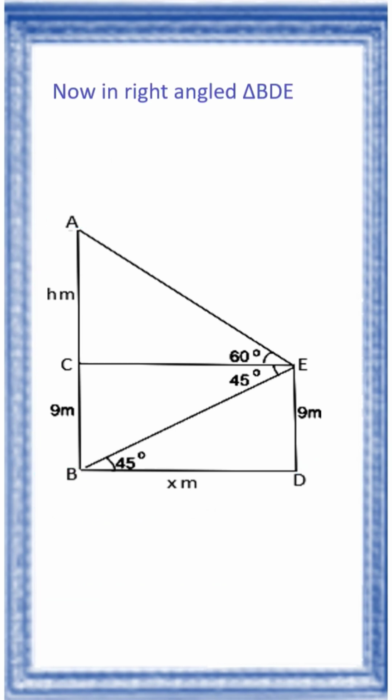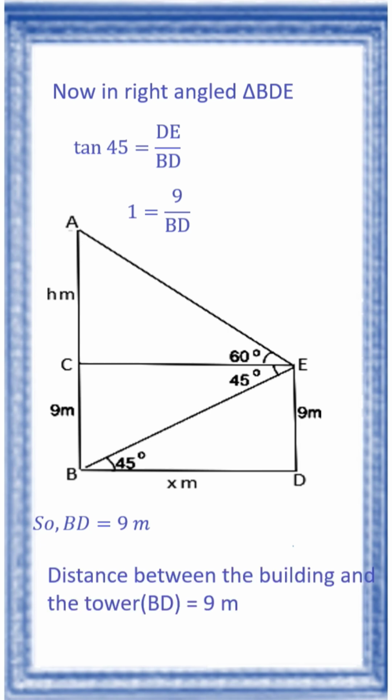Now in right triangle BDE, observe angle EBD is 45 degree. So tan 45, opposite side by adjacent side, TOA, tan 45 is equal to DE upon BD. DE has been given here, that is 9. 9 by BD is equal to 1, since tan 45 is 1. So BD is equal to 9 meter. So the distance between the building and the tower, BD, is 9 meter.